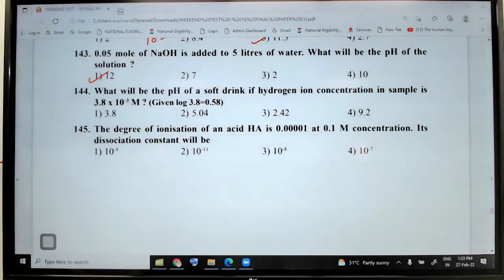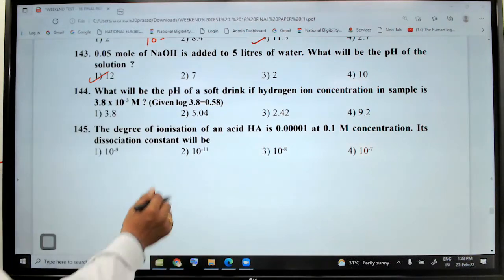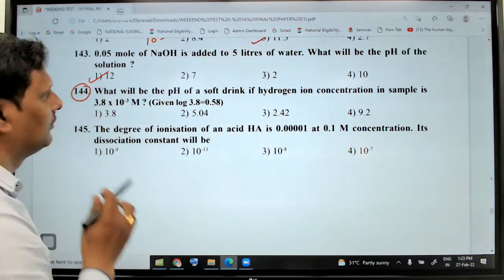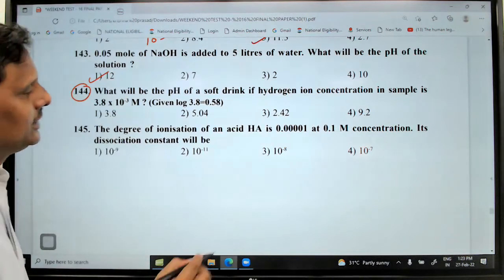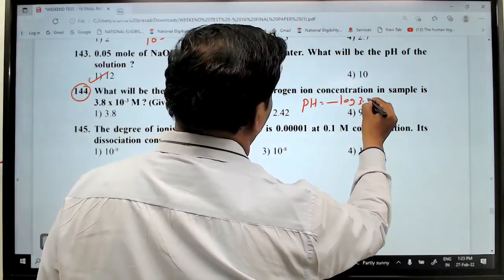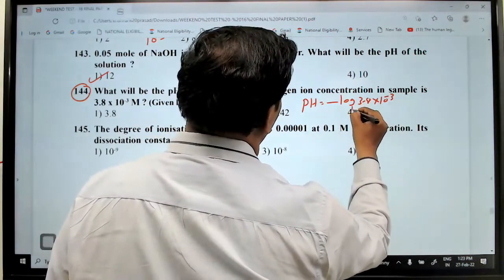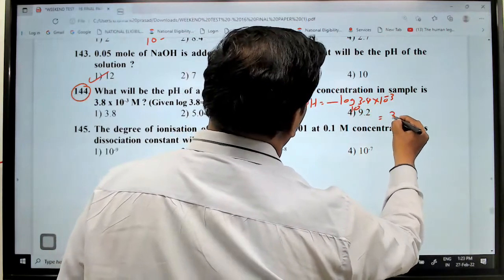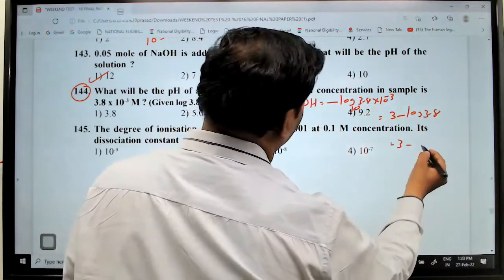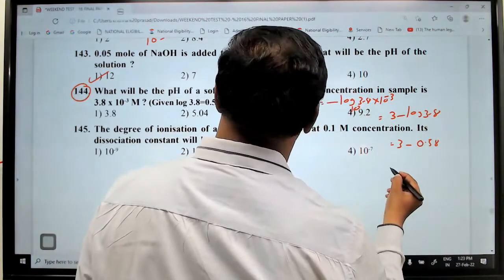Next, question 144. What will be the pH of the soft drink if the concentration in the sample is this one? Here they're asking pH. For this, pH is equal to negative logarithm of 3.8 into 10 power minus 3 to the base 10, which is equal to 3 minus log 3.8. 3 minus 0.58 is equal to 2.42.